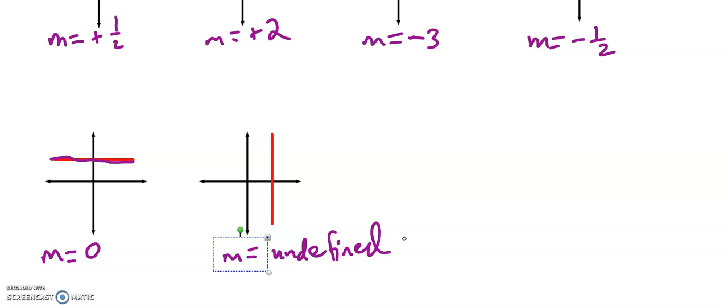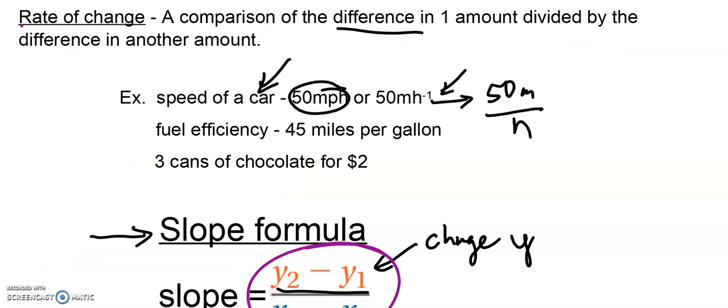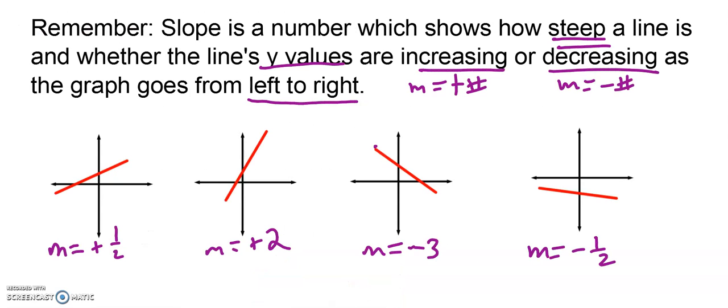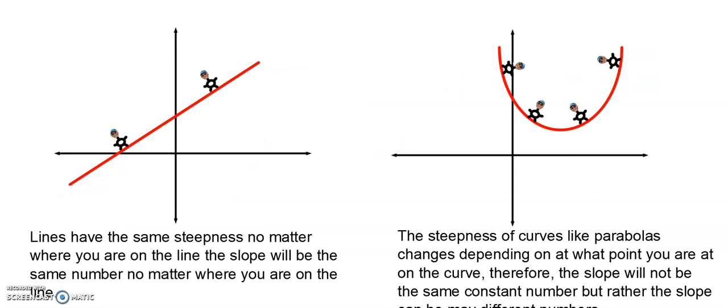Now, the next idea. So we know that slope's purpose is to talk about steepness. And we said that slope is a type of rate of change. Well, now we want to take a look. Before calculus, all we could talk about is the rate of change or the slope of a line, but now we want to be able to talk about the rates of change of curves.